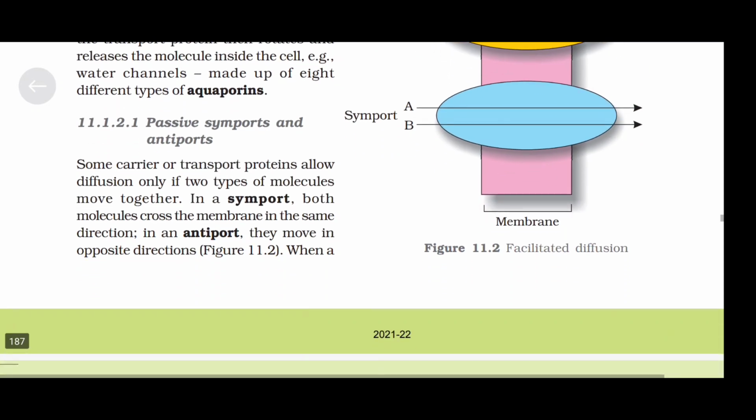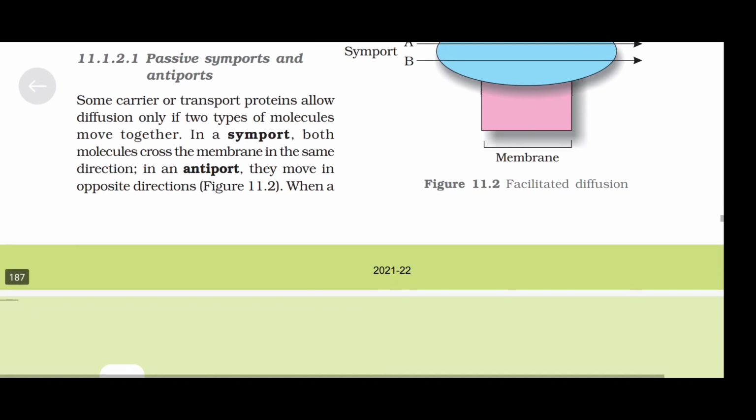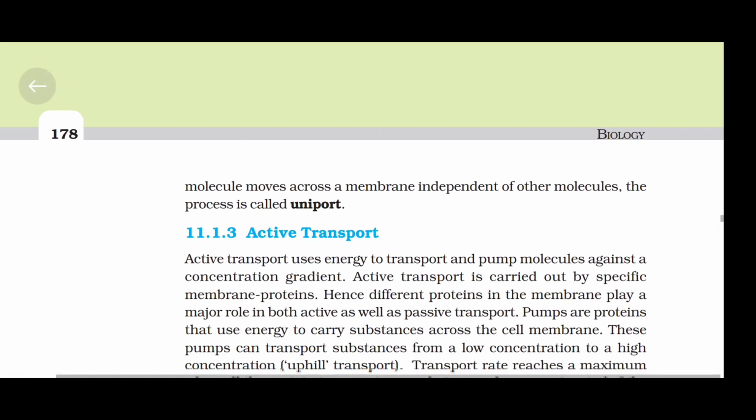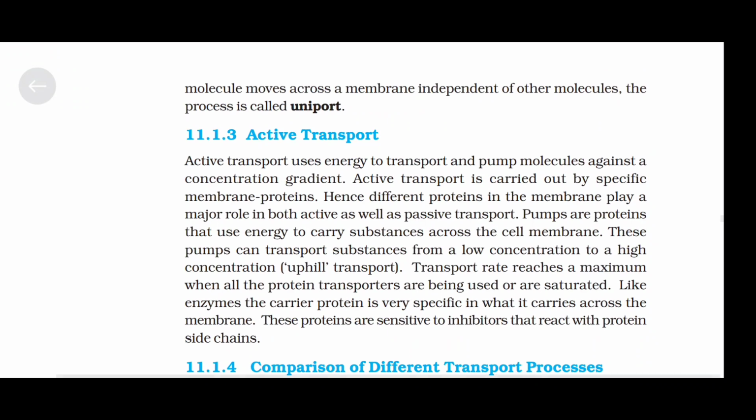Passive symports and antiports. Some carrier or transport proteins allow diffusion only if two types of molecules move together. In a symport, both molecules cross the membrane in the same direction. In an antiport, they move in opposite directions. When a molecule moves across a membrane independent of other molecules, the process is called uniport.